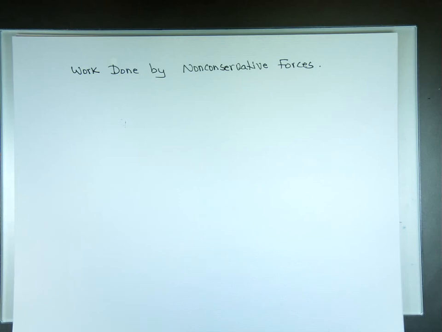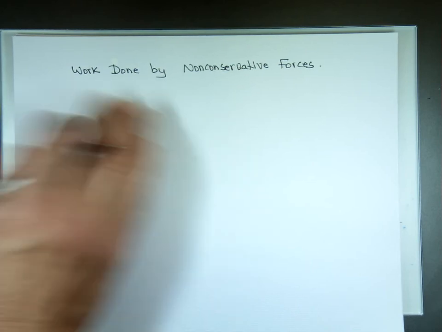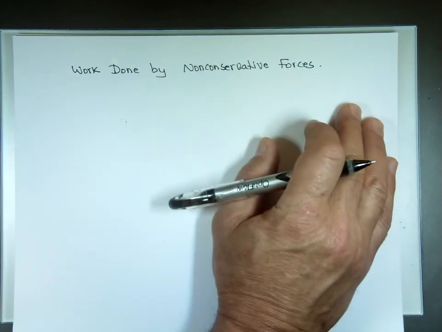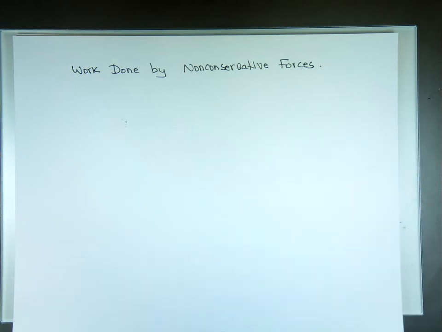Work done by non-conservative forces. That means friction. You're going to find out quickly that if you calculate the total energy at one point and the total energy at the other point, they will not equal each other if you have a friction force.